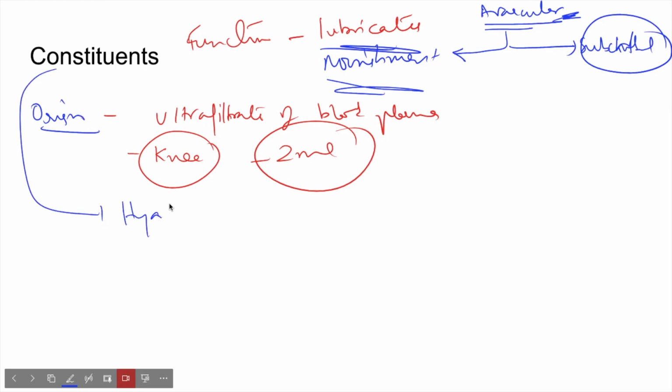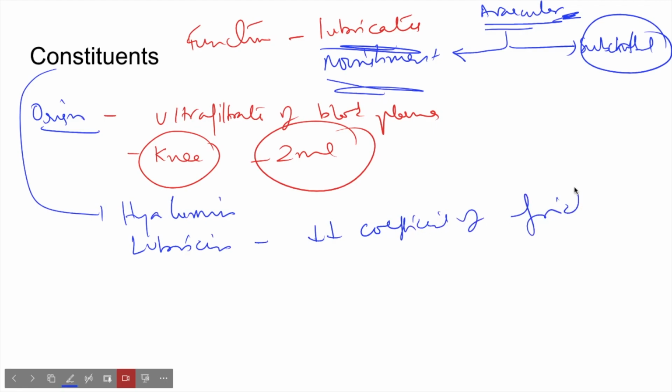It has hyaluronan, and it has lubricin, which is very important for lubrication, that is, it reduces the coefficient of friction. It also contains proteinase, collagenase, and prostaglandins.